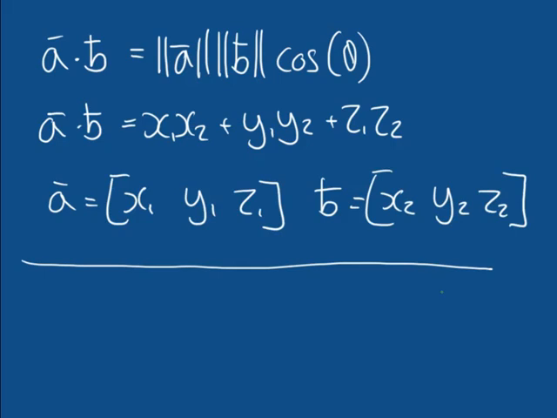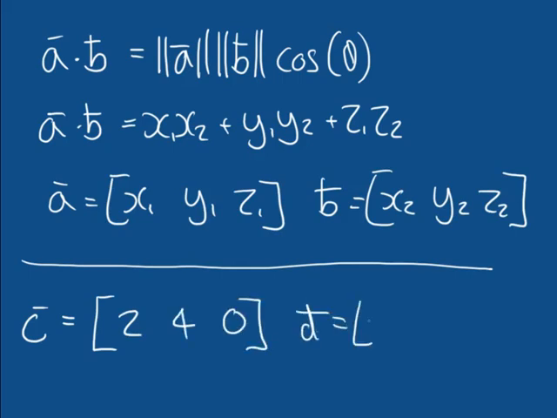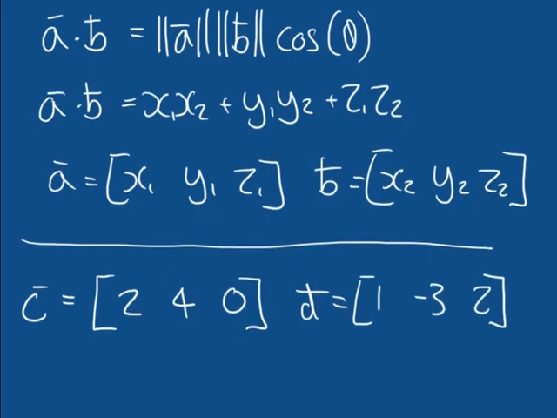So let's say that we had two vectors. Let's say I had a vector c that was equal to 2, 4, 0, and a vector d that is equal to 1, minus 3, and 2. And let's say that I wanted to find the angle between these two vectors. Well, the first thing we can do, knowing the components of these vectors, is calculate the dot product between those two vectors by using the component definition of our dot product.